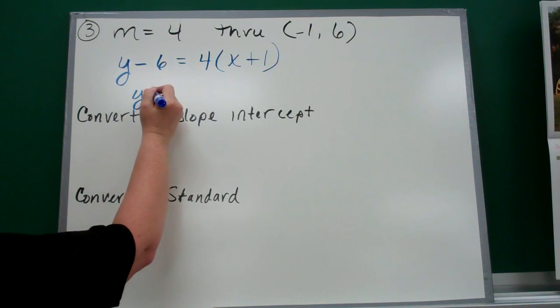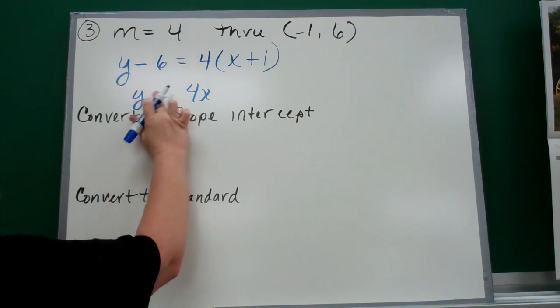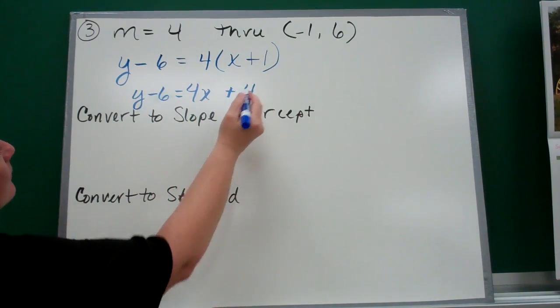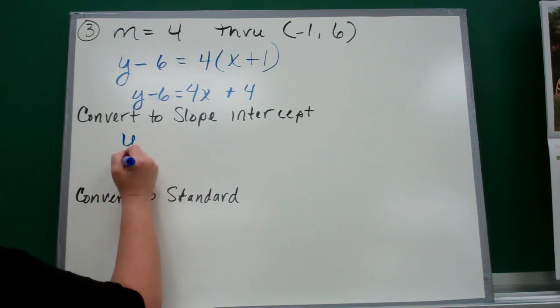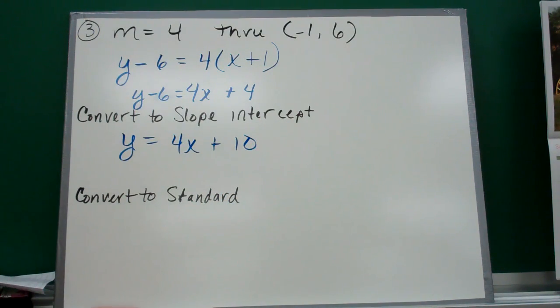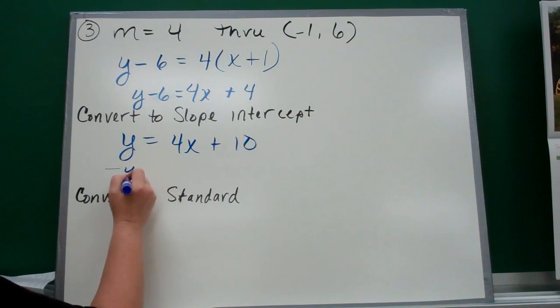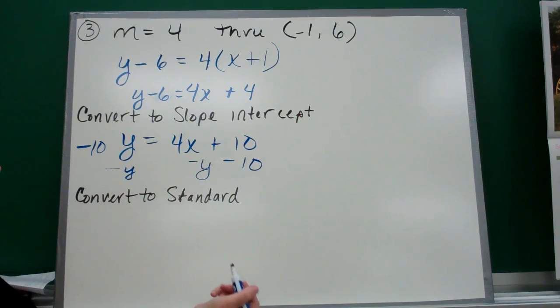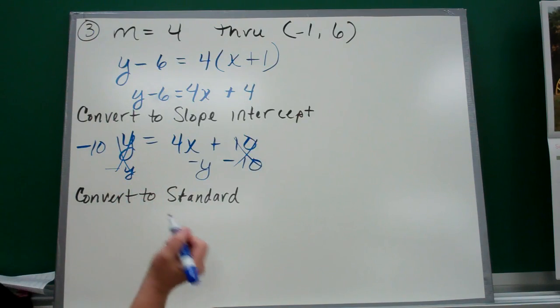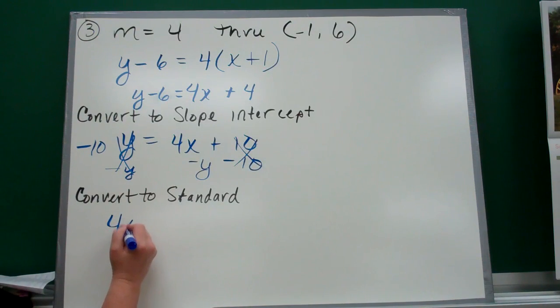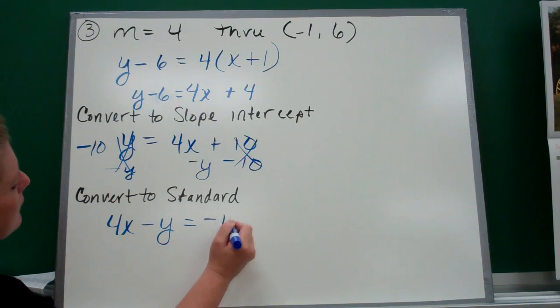So first distribute. Sorry. y minus 6 equals 4x plus 4. Add 6 to both sides. y equals 4x plus 10. Convert to standard form. Okay. Subtract y, subtract 10. These guys cancel, and then flip it over because we like the variables first. 4x minus y equals negative 10.